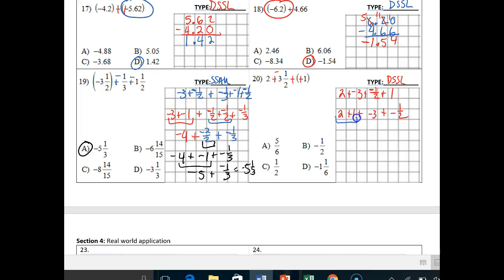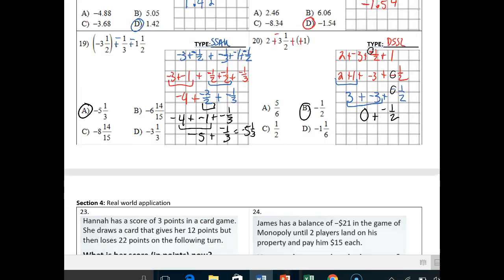2 plus 1 is 3, and then hopefully you realize something. Oh, 3 plus negative 3, that's our old friend, the additive inverse. These guys add up to 0, and now I don't have to worry about borrowing or finding common denominators or anything like that, because 0 plus negative 1/2 is just going to be negative 1/2, making sure that you kept that negative sign throughout your entire problem. That would have kept you from selecting C.